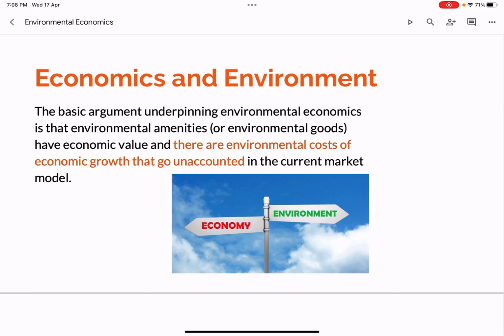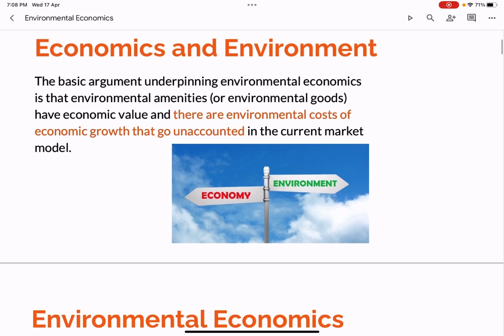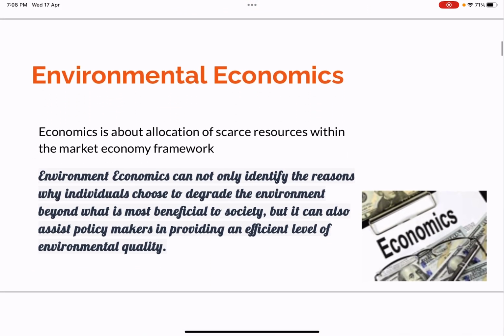So, as I said, the basic argument underpinning environmental economics is that all the environmental goods have economic value, and we need to account for that in order to take care of the environmental problems. One more way of defining and underlining the importance of this stream is that environmental economics would not simply look into the reasons why individuals or groups of individuals would degrade the environment. It would look into the policy actions so that the environmental quality is taken care of. So, allocation of scarce resources so that environment is preserved could be the way of defining environmental economics.